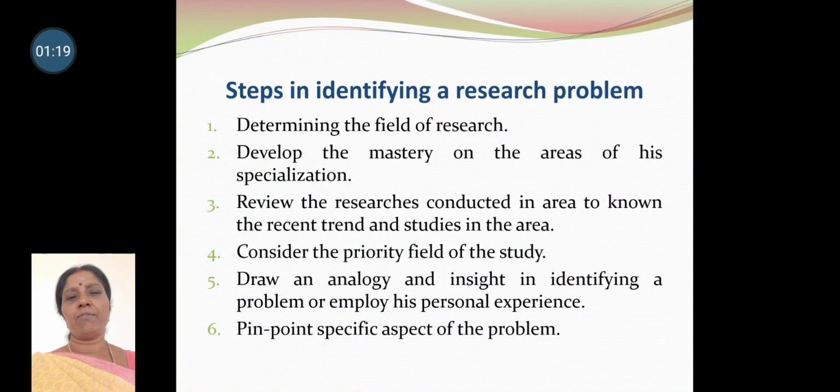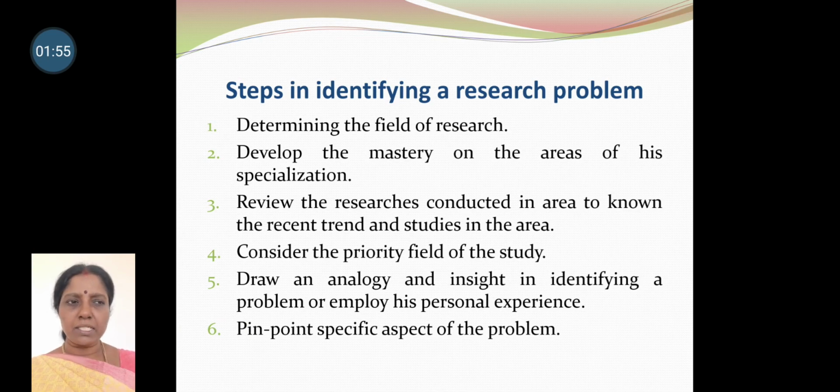Now, steps in identifying the research problem. The first one is determining the field of research. Here he should decide the area in which he has to do the research. The next one is to develop mastery in the area, so in that area he should have specialization. The third one is he should go for a review of research. The review may be collected from past research, that is the dissertations, survey books, or abstracts of the various journals. Then we can go for some other encyclopedias also.